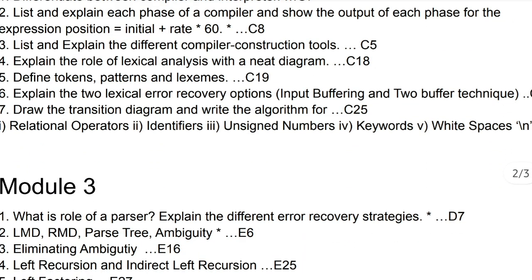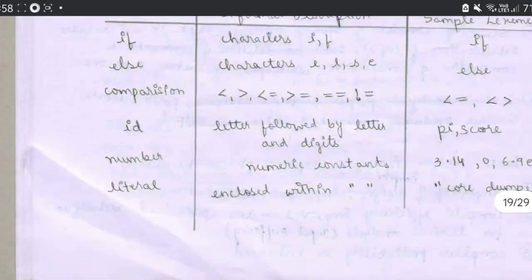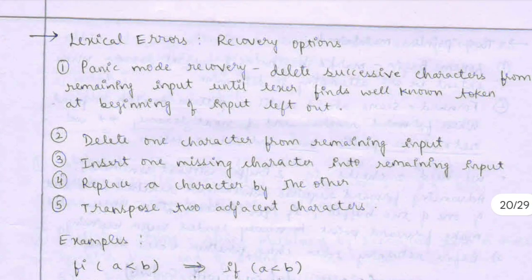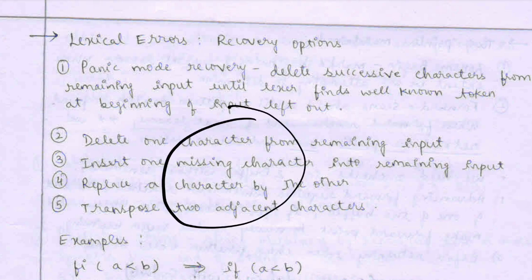Next we have the lexical error recovery options, input buffering and two buffer technique. Among these two, input buffering is the most important one. So in input buffering, under this topic only, the two buffer technique also comes. Let's see what that is. So these are the lexical error recovery options. So when an error happens, what do we have to do? We have to do either of these four things.